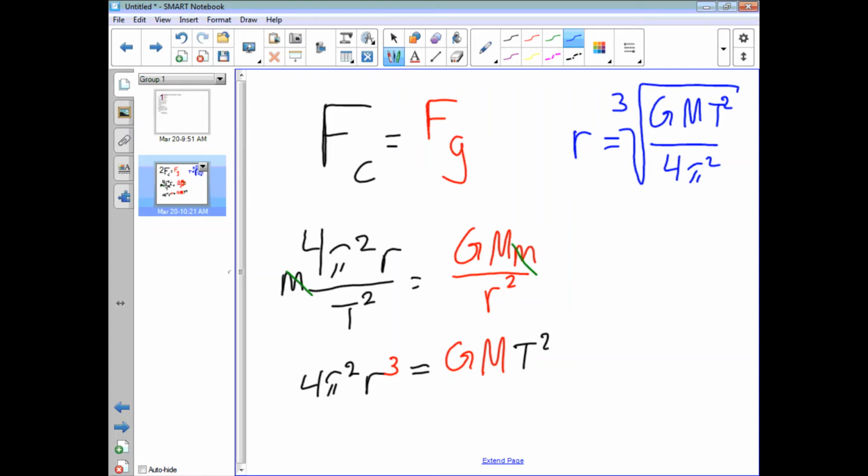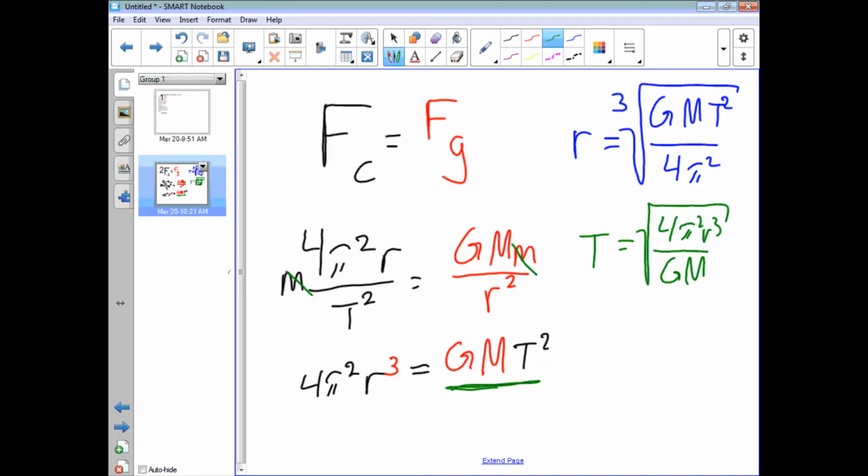What about if I wanted to solve for something else? What if I wanted to solve for T? Okay, I go back to this original equation here, and then I'm going to divide through by big G, big M, and take the square root. So I'd have big T is equal to the square root of 4 pi squared r cubed divided by big G, big M.